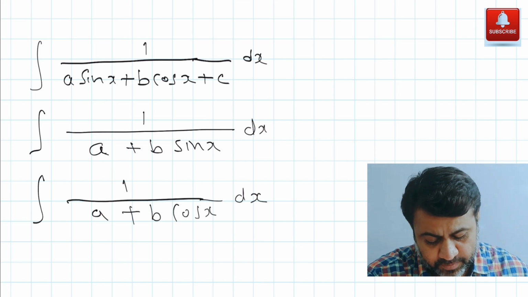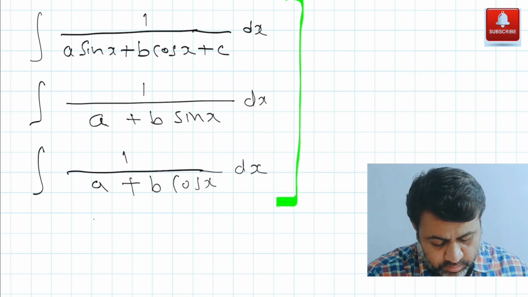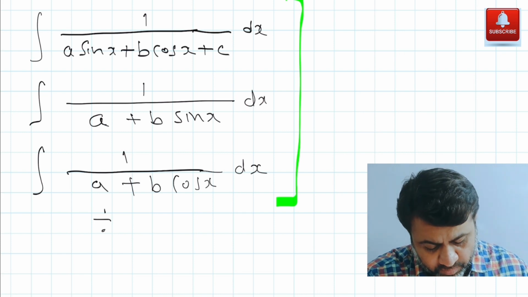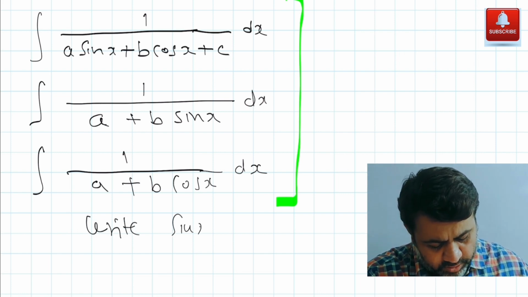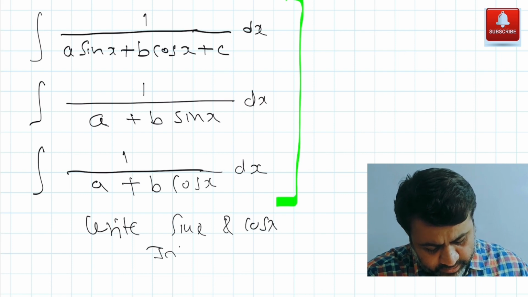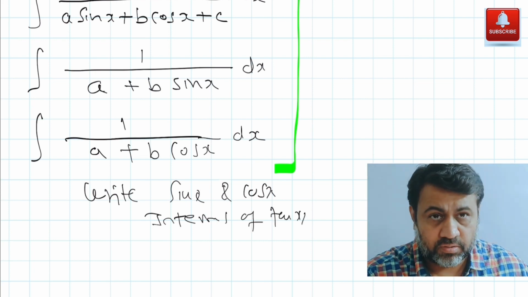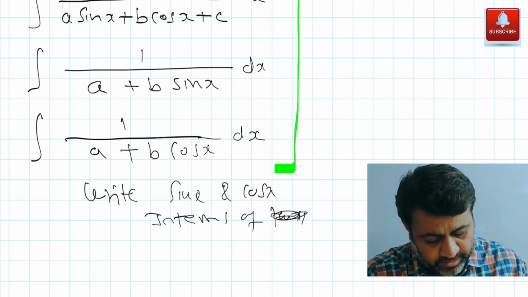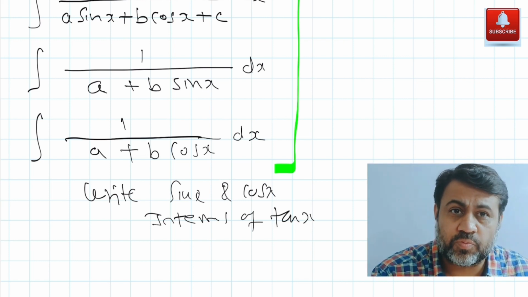Here the first step is what you need to understand in this. The first step was divide numerator by cos square x in the previous case. Here the first step is write formula of sin and cos in terms of tan. So you have to write sin x and cos x in terms of tan x by 2, you can say, or in terms of tan theta or tan x, whatever you want to say. So in terms of tan x. Okay, so this is what you need to know. Those formulas need to be applied here very nicely.